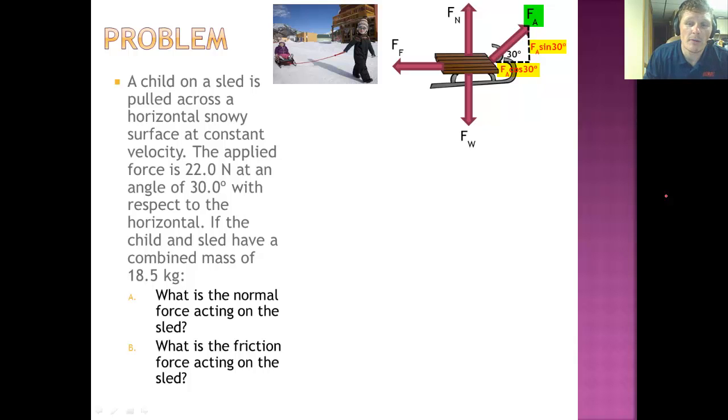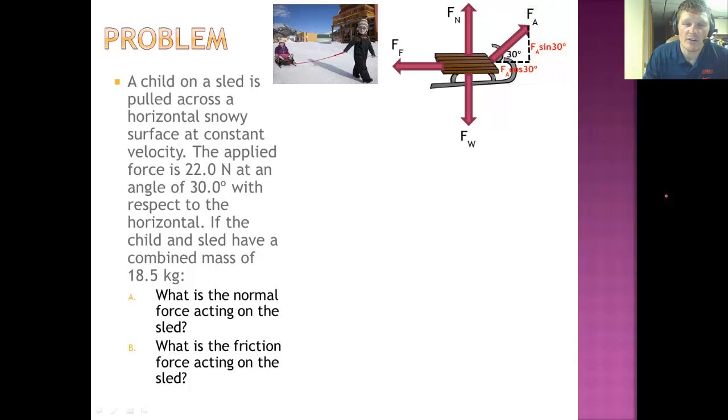To find the vertical component, we could use the sine of 30 degrees times the applied force, and to find the horizontal component of the applied force, multiply the applied force by the cosine of 30 degrees. When we do this problem, we'll make sure that that vertical component of the applied force is factored into the sum of the vertical components for this situation, and we'll make sure that the horizontal component of that applied force is factored into the sum of the horizontal components of this situation.